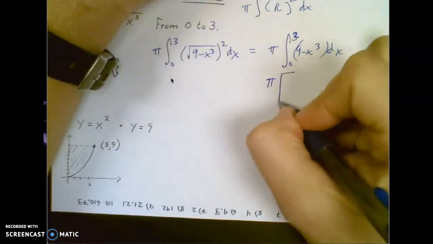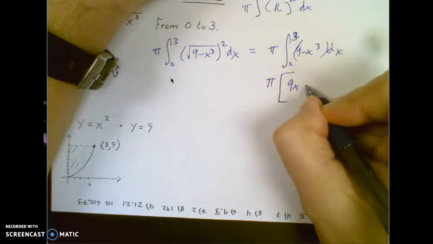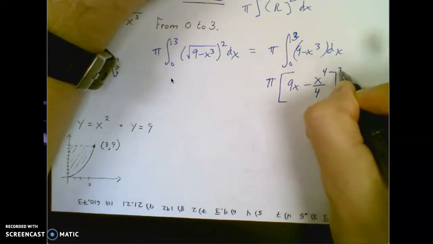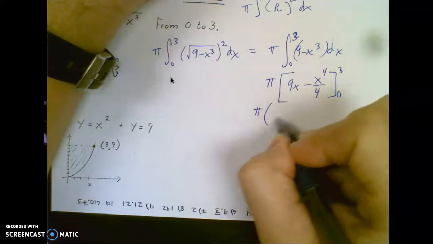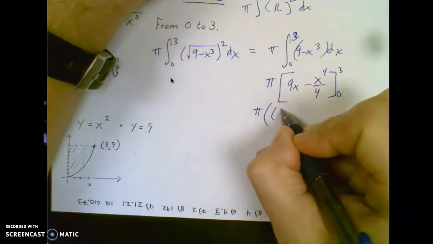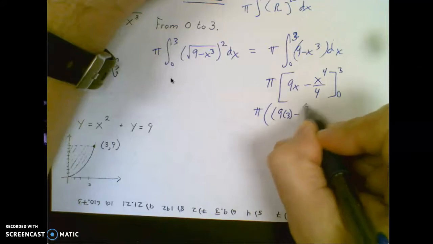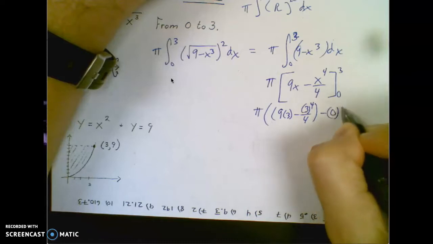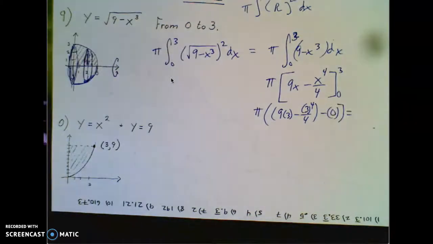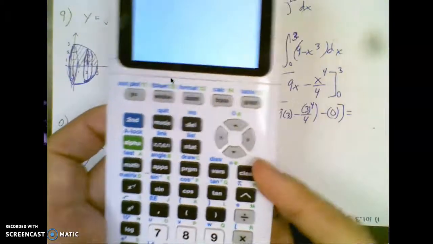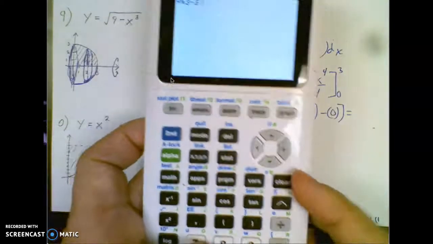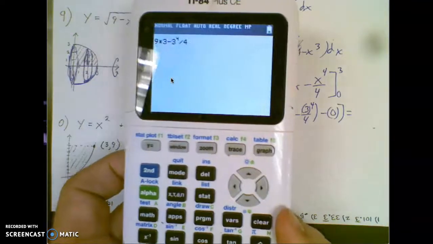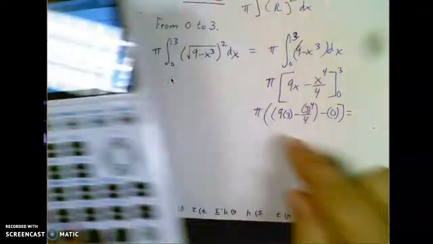Don't forget the pi again. But 9 raise the power up 1 divided by the new one. X to the third becomes x to the fourth over the new exponent. And we still have a pi out front. We're going to do it with a 3 plugged in, and then with a 0 plugged in, which hopefully you know at this point gives you 0. So we're going to go 9 times 3 minus 3 to the fourth over 4, and you get 6.75.